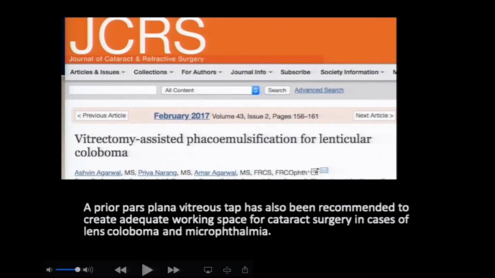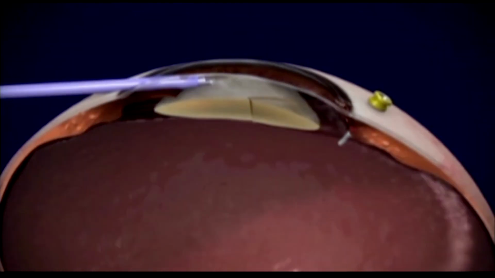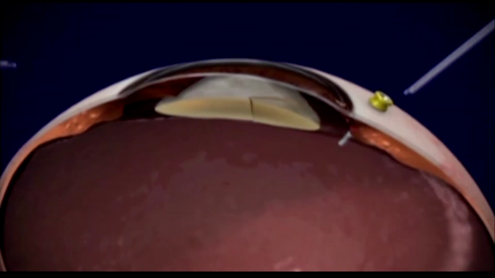The third scenario, I had to borrow this video from Ashwin because this is already an award-winning video, so I could not show you the whole video. In certain cases where you have a large coloboma, they also published this in JCRS, vitrectomy-assisted phacoemulsification. These are the cases that are prone for the vitreous to come forward, and also as already mentioned, these are small eyes, and that can cause shallowing of the anterior chamber. Sometimes even when you're doing phaco, some amount of fluid goes, and that can also push the vitreous backwards. So what they have suggested is you actually make a 23 gauge trocar.